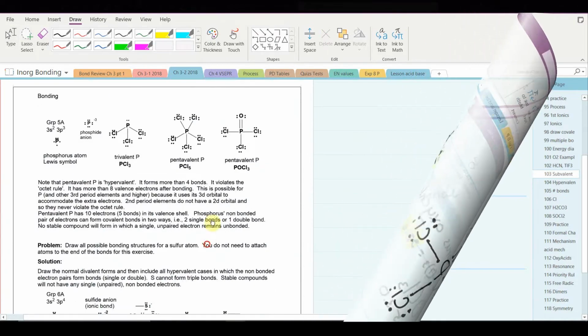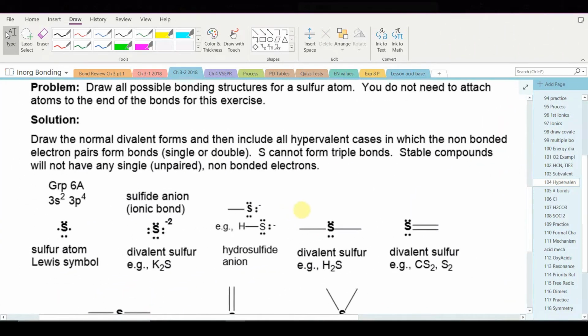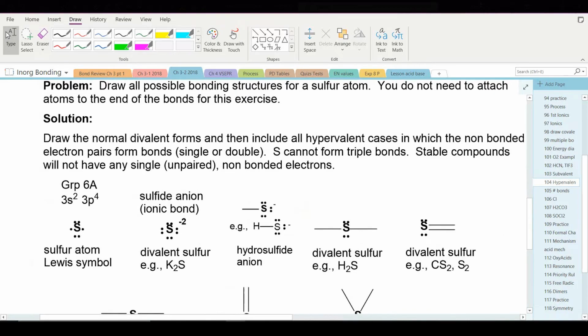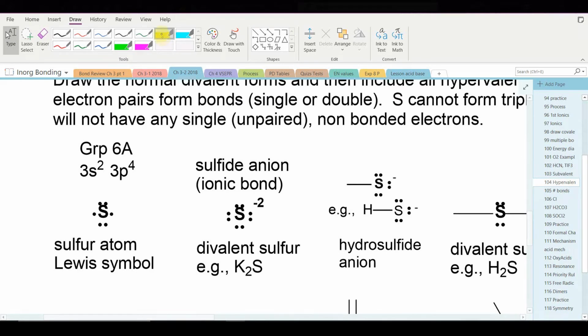Page 104, please. Here I've drawn the Lewis symbol of sulfur. It's in group 6A, and it has 6 valence electrons, 2 singles and 2 pairs. And the rules for bonding are that those single electrons will always bond in some fashion. The pairs may or may not.